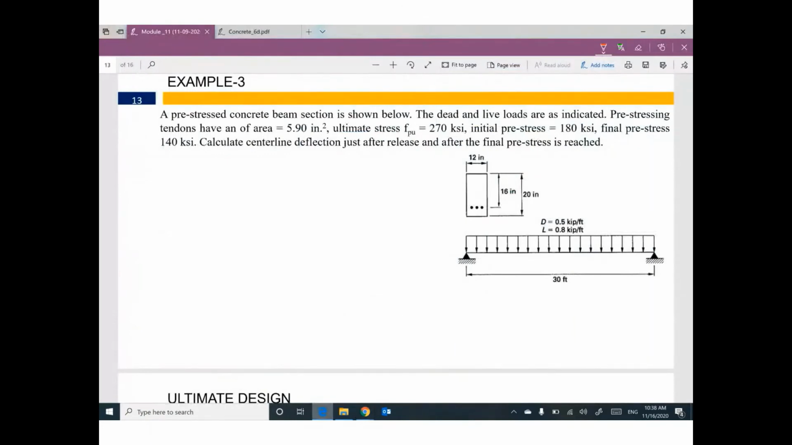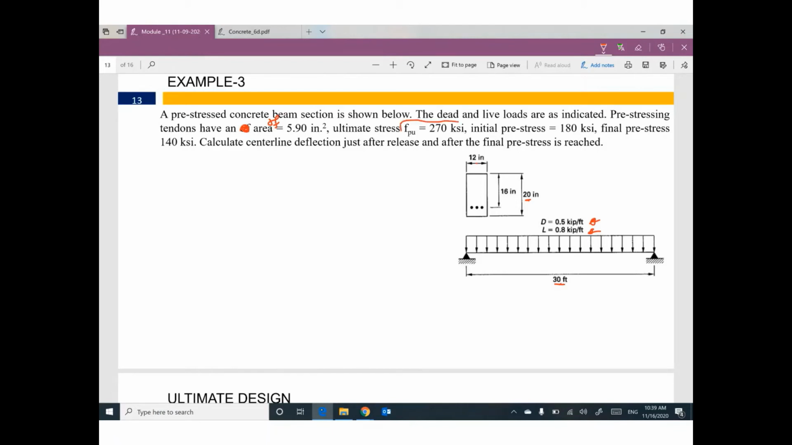We have a pre-stressed concrete beam with a span of 30 feet and a cross-section of 20 times 12. The dead and the live load are indicated. We have dead load equal to 0.5, and live load equal to 0.8. The pre-stressing tendon has an area of 5.9 inches squared.